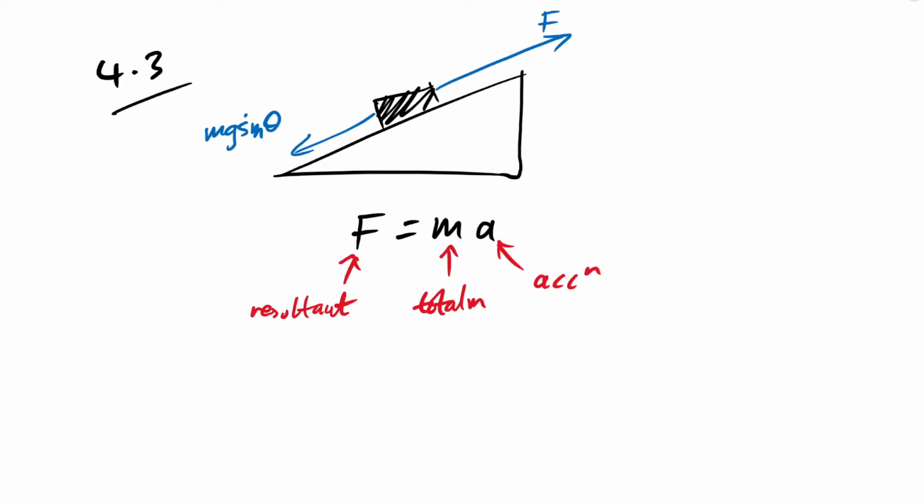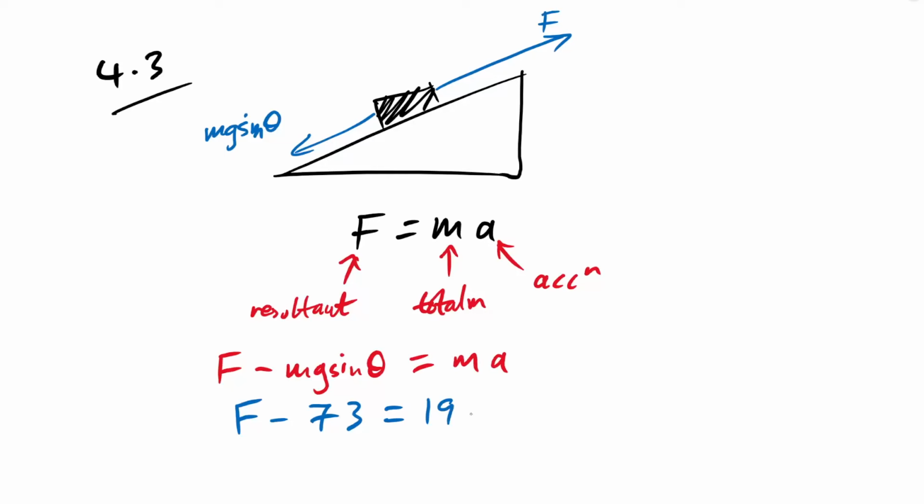What is the resultant force in this case? Well, it's the frictional force take away mg sine theta. So the friction has to be greater than the force of gravity putting it down the ramp in order to accelerate it upwards. And then that's equal to ma. So we saw that mg sine theta was 73 newtons. We just had that from earlier. And so then that's equal to 19 kilograms times acceleration.